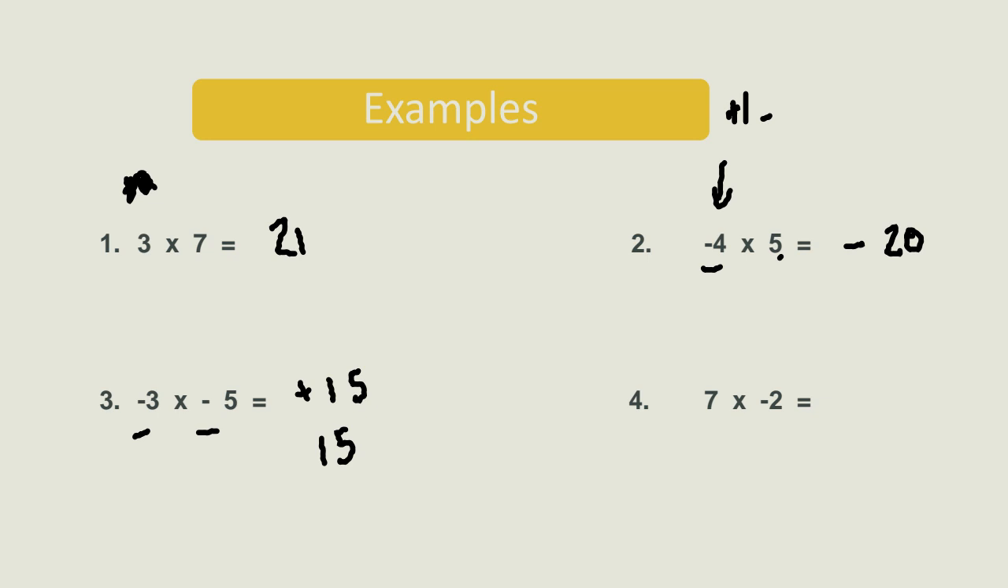Then 7 times negative 2, we have a positive on that 7. We don't see it, but it's there, times a negative. So my overall sign will be a negative, and 7 times 2 gives me 14.